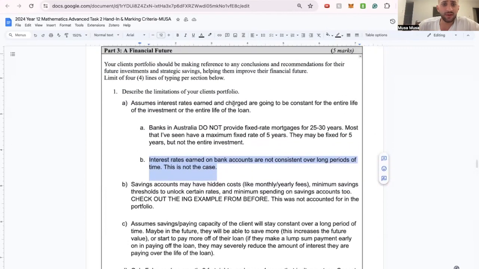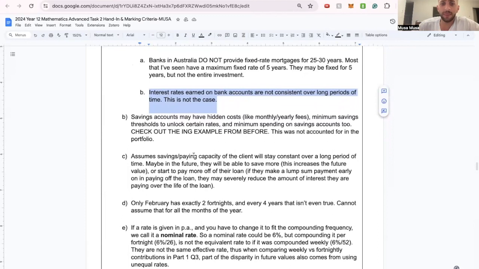Another thing that we've assumed, and here's a pretty massive limitation, is that the savings and paying capacity of the client will stay constant over a long period of time. Maybe in the future, they will be able to save more. This increases the future value. Or they start to pay more off of their loan, so they can make bigger payments, which means they can pay it off earlier. Assuming that they're just going to make $4,200 payments every month for however long might not necessarily be the best assumption, because if they make these bigger payments, they actually reduce the amount of interest that they get charged.